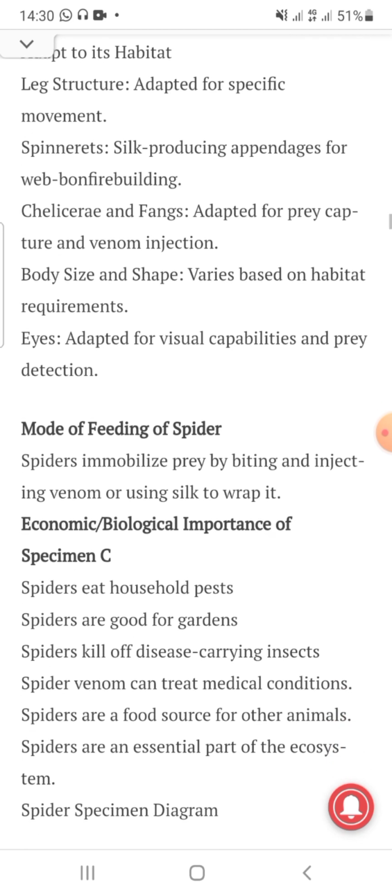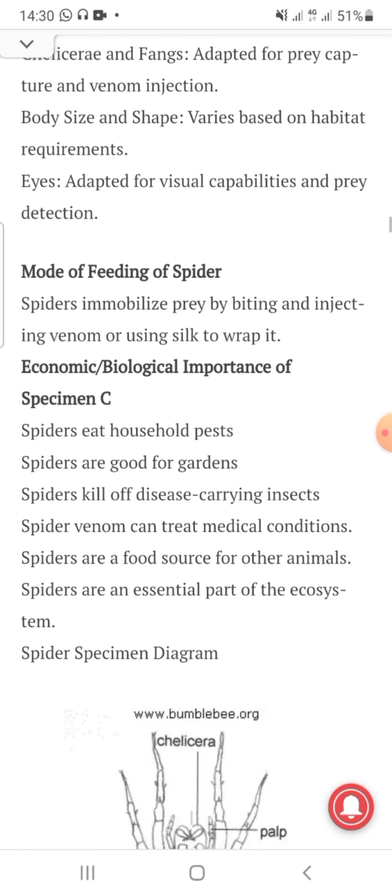Let's look at the mode of feeding of a spider. That's specimen C. Spiders immobilize prey by biting and injecting venom or using silk to wrap it. Economic or biological importance of specimen C.